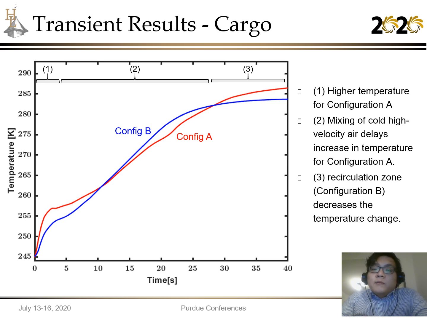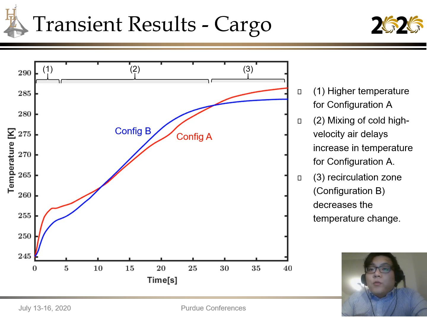However, between times equal to 5 to 25 seconds in zone 2, the stronger mixing that occurs by the higher velocity of cold air that has exited out of the door for configuration A delays more pronounced infiltration for configuration A. Therefore, the temperature increase is higher for configuration B than that of configuration A. So in this region, you see a higher temperature for configuration B than configuration A.